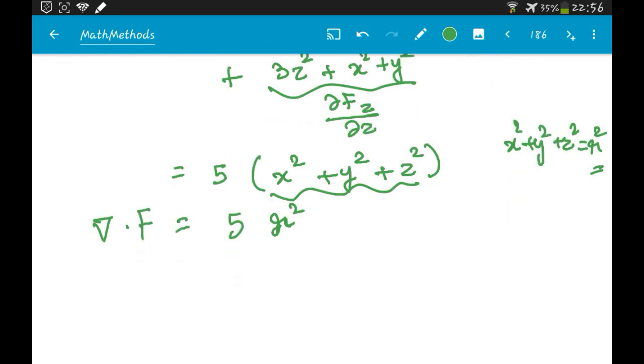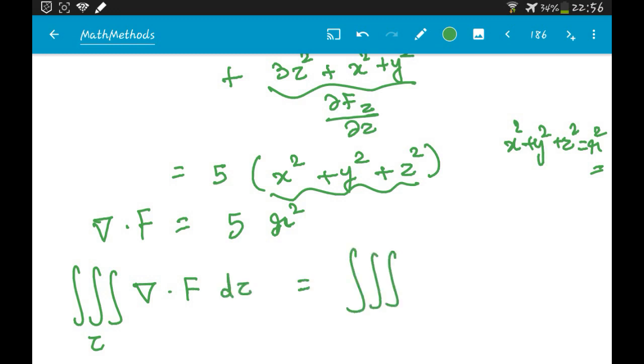Now what we have to do is compute this volume integral of del dot F d tau, and this for us reduces to the integral of 5r square d tau.